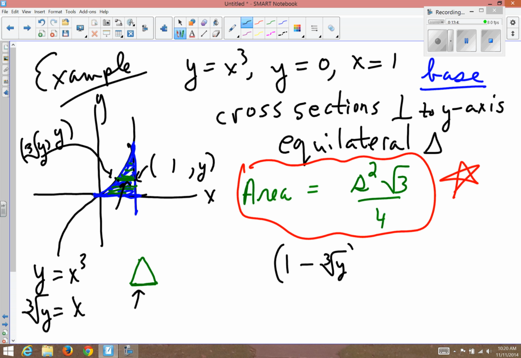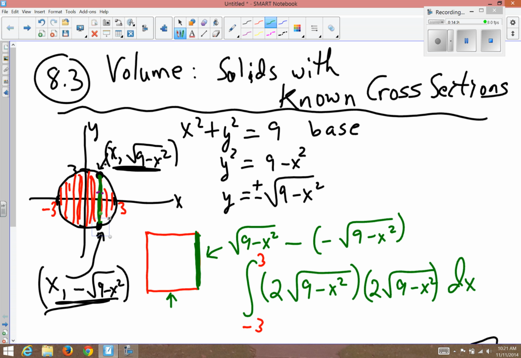If you square a side of the triangle and multiply by radical 3 over 4, that is actually the area of this cross-section. And the thickness is dy, because the thickness is a change in y. This is a very small thickness from the top of that slice to the bottom, and thickness is delta y, or dy if we want it to be really skinny. All horizontal slices have dy thickness. All vertical slices have dx thickness.